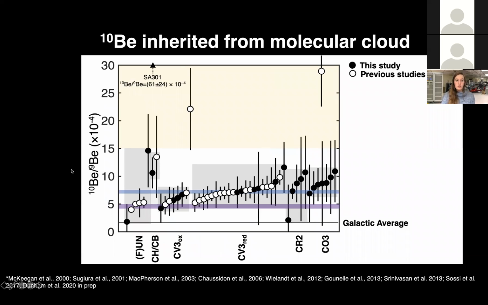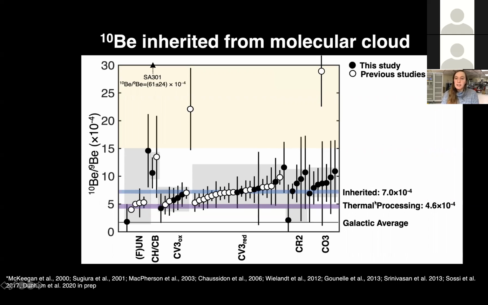So this is just a concluding plot, and I'll go through it with you. This, again, is the 10-9 beryllium ratio, and all the CAIs divided into the chondrite groups, where the black data points are from my study. The galactic average is this line down here. And then I think that most CAIs, or all CAIs, inherit this beryllium-10 produced from the molecular cloud at a level of 7 times 10 to the minus 4.